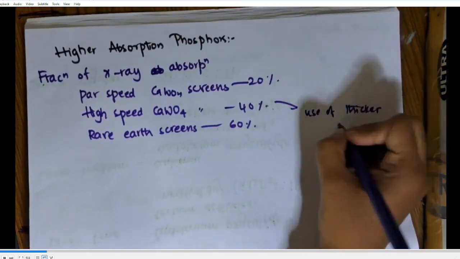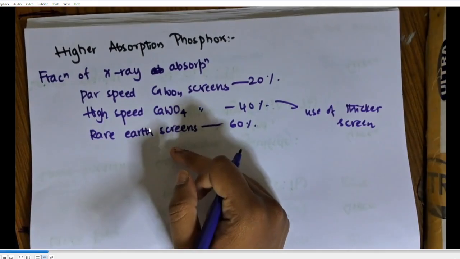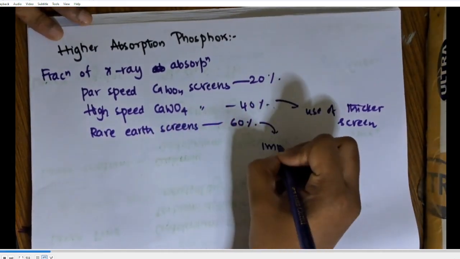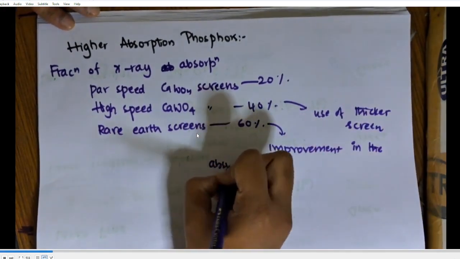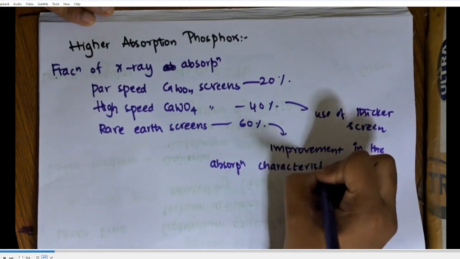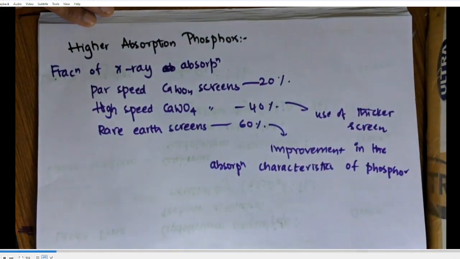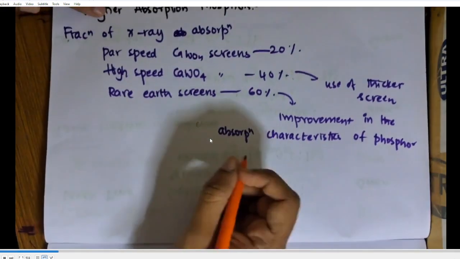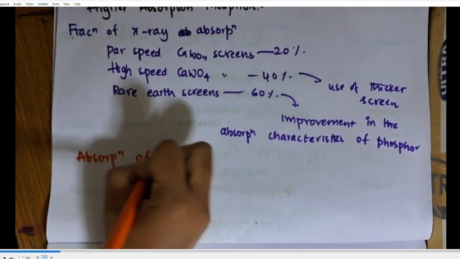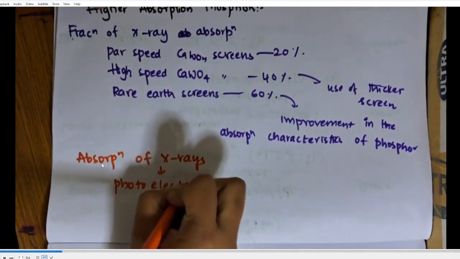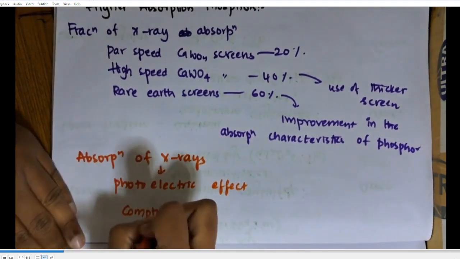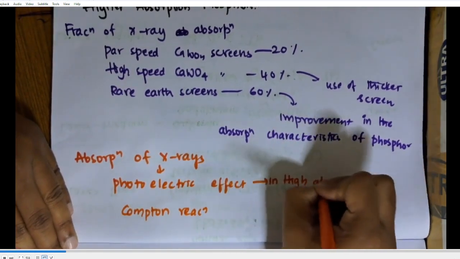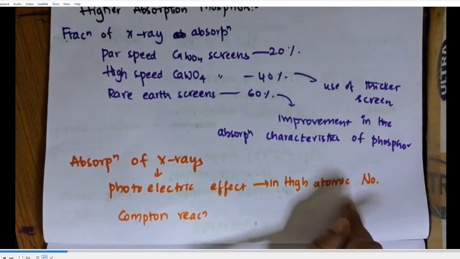The increased absorption in the faster calcium tungstate screens is because of the thicker screen used, whereas the increased absorption in the rare earth screens is due to the improvement in the absorption characteristics of the phosphor. At diagnostic X-ray energies, the absorption of X-rays is entirely by the photoelectric effect in the higher atomic number elements of the phosphor.